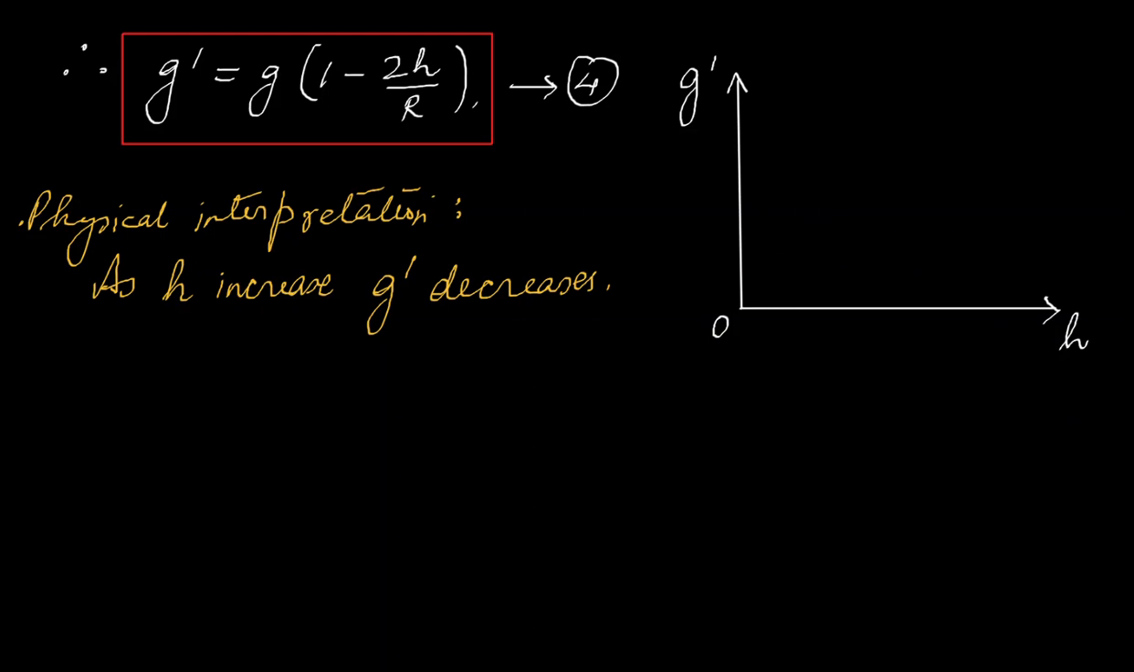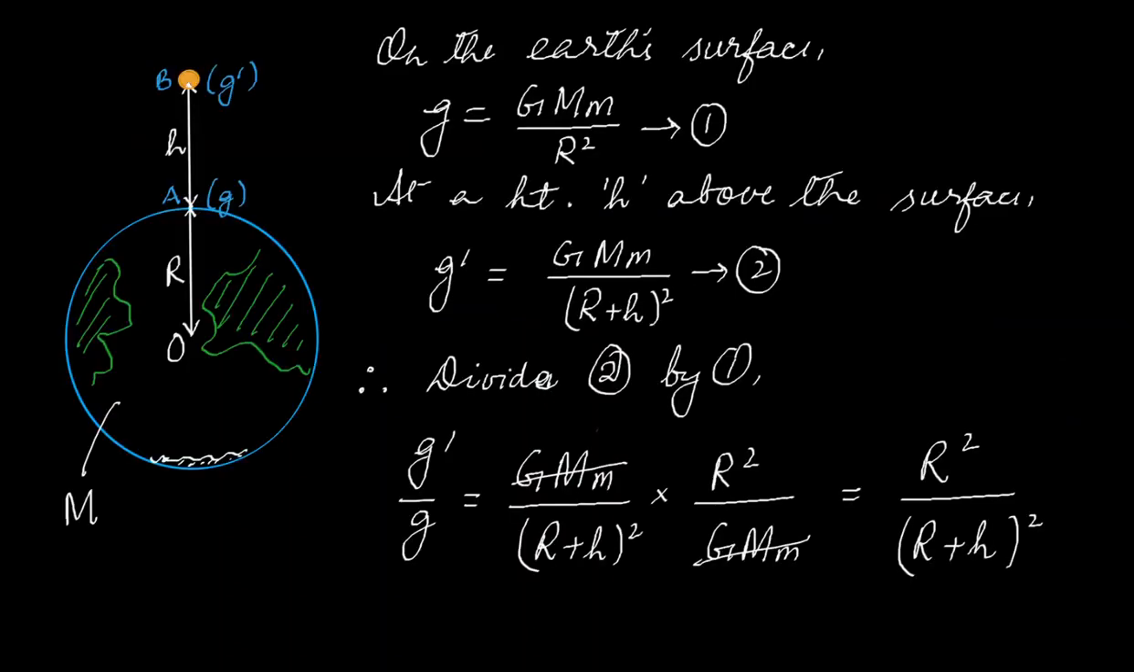Let me look at that diagram once again. Where is the diagram? Here. If height is 0, it means that this body is on the surface, right? And on the surface, what is the value of g? It is denoted by g only, 9.8, which is maximum.